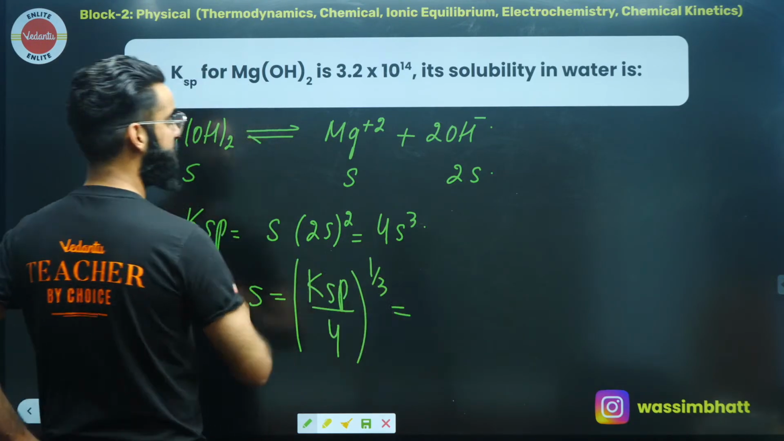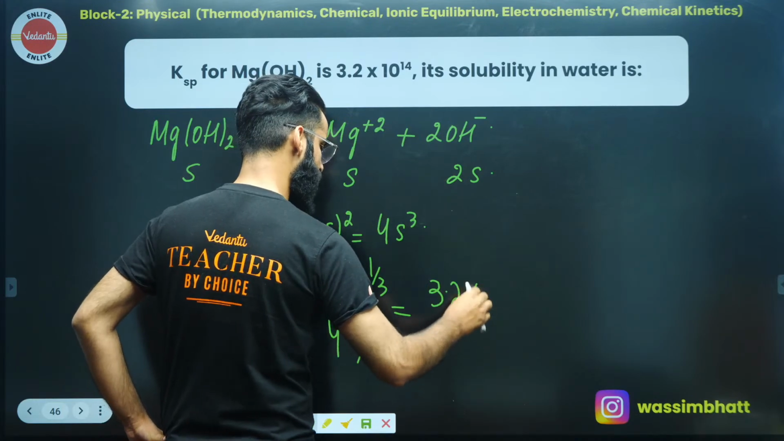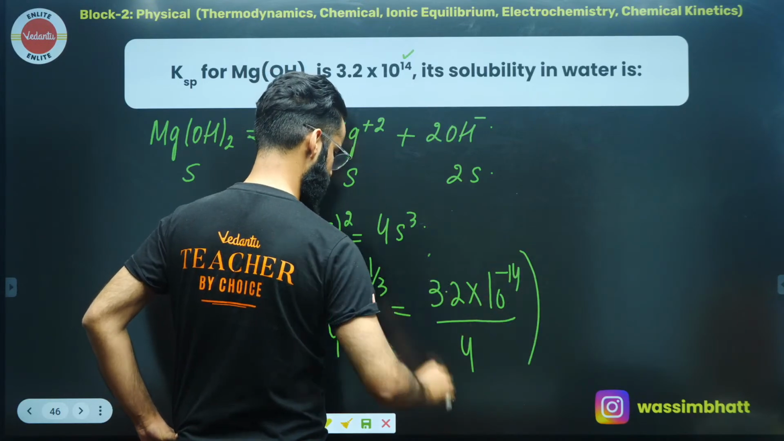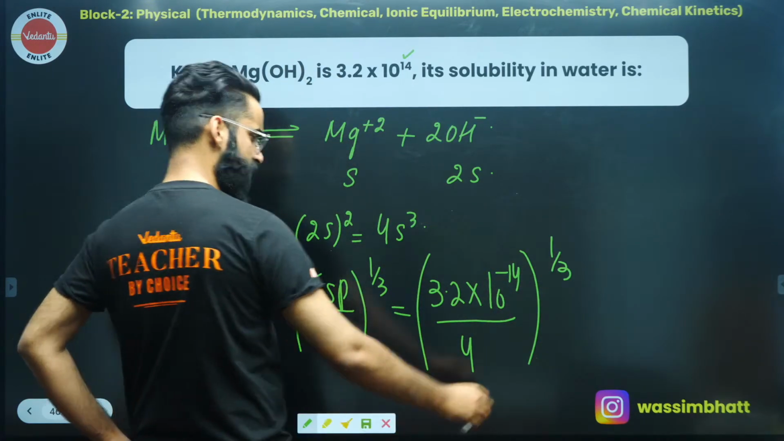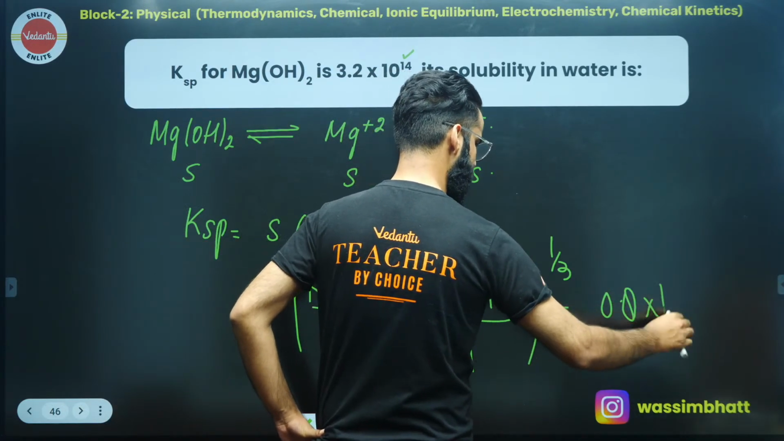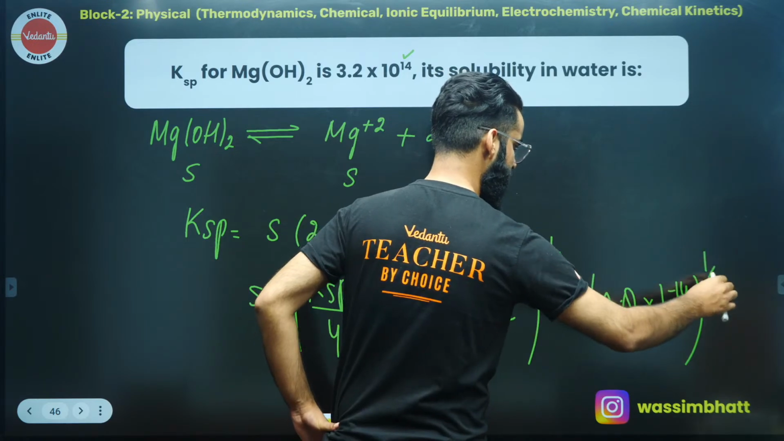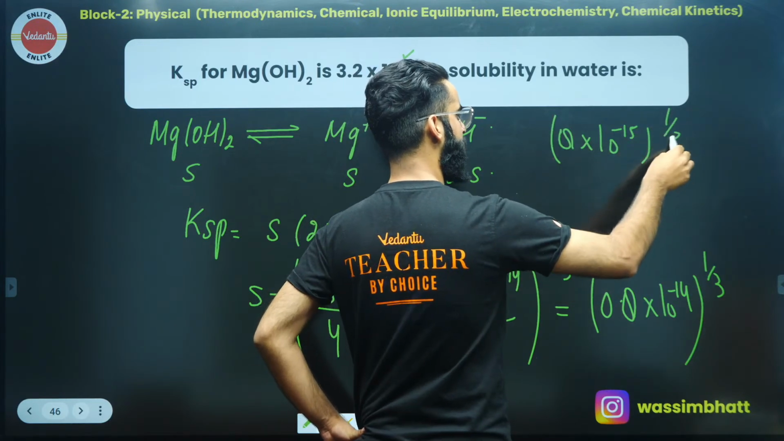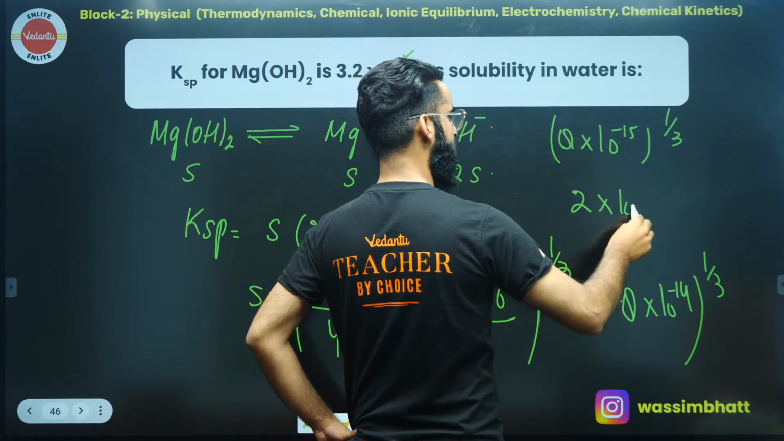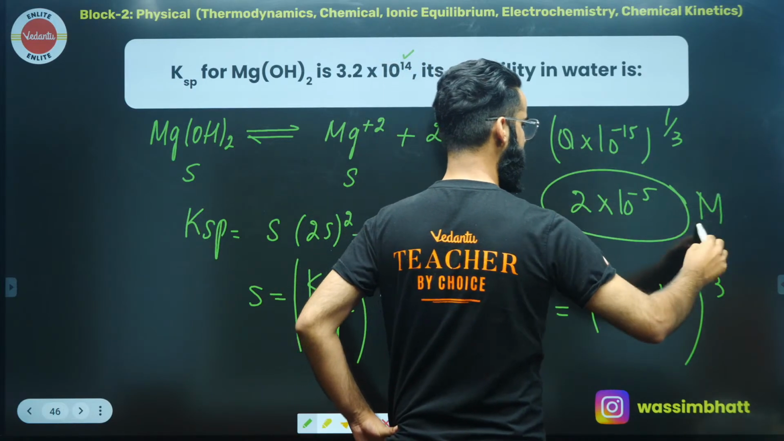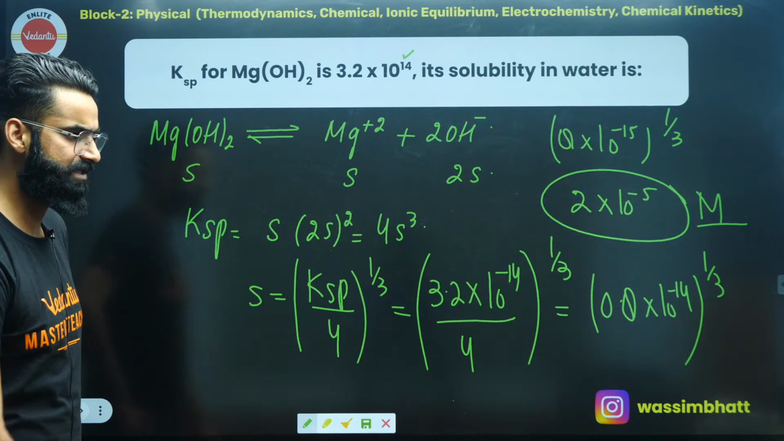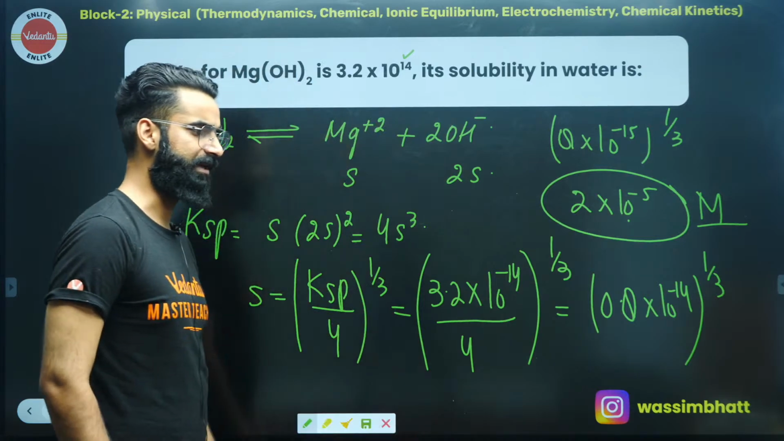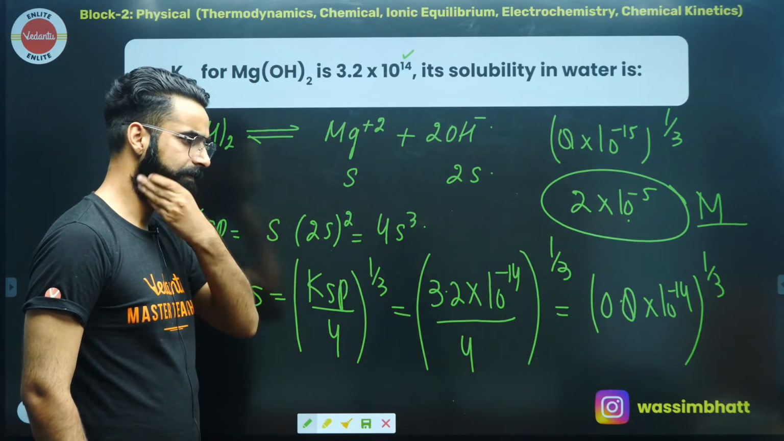As simple as that. What is KSP? KSP is given to me as 3.2 into 10 raised to the power, this is not 14, this is minus 14, divided by 4, whole raised to the power 1/3. Perfect. So this value will come out to be 0.8 into 10 raised to the power minus 14, raised to the power 1/3, which can be written as 8 into 10 raised to the power minus 15, raised to the power 1/3, right? So 8 raised to the power 1/3 is 2 into 10 raised to the power minus 5. So this is basically the solubility which you are supposed to calculate. That is the solubility in water for this salt. Perfect. Is that clear to everyone?